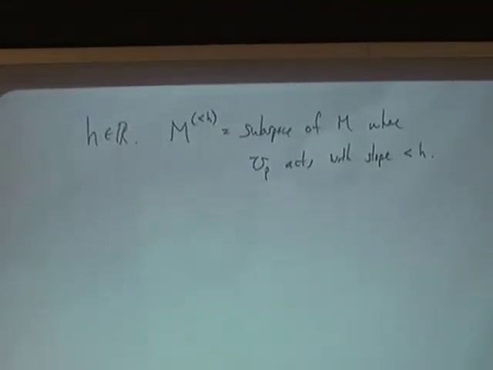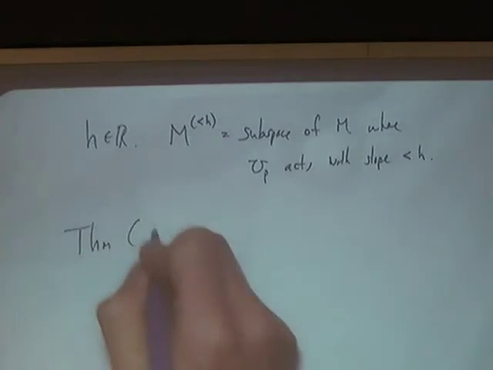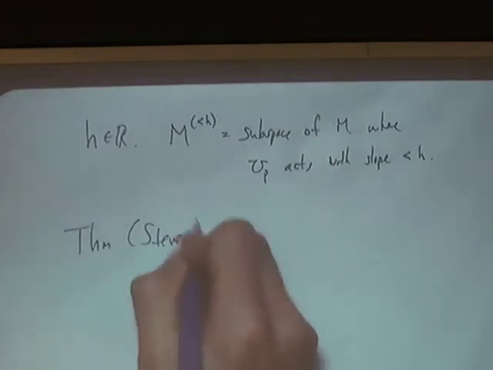If M was a finite dimensional space, you break up M into the generalized eigenspaces of U_p, and you look at the eigenvalue of U_p, and if the slope is less than h, you put it in, and if it's not less than h, you throw it out. And there's an analog of that for infinite dimensional spaces. And so here's the control theorem that Glenn proved that compares overconvergent symbols to classical ones.